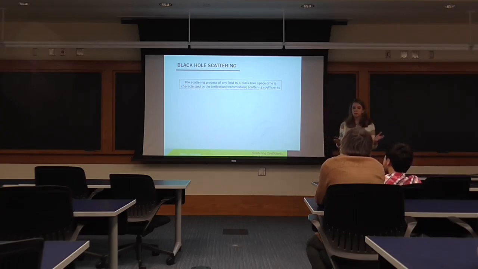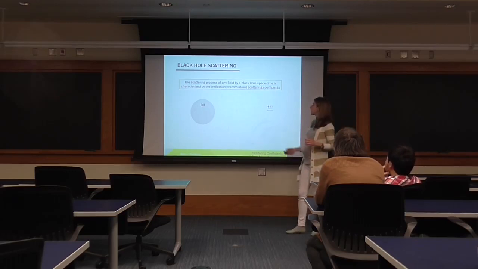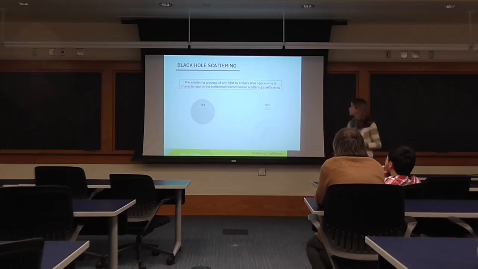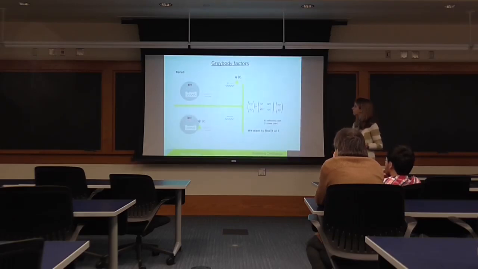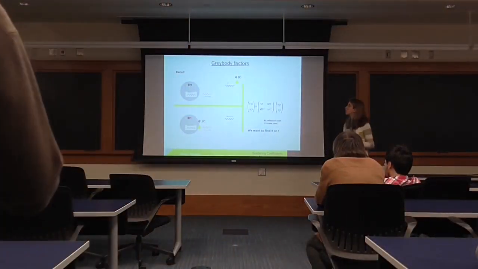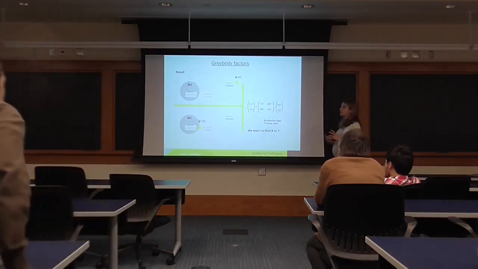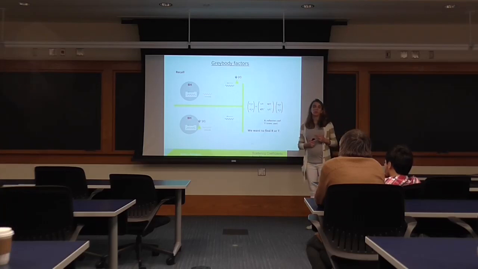And usually the process is characterized by what we call the scattering coefficients, right? So the main idea is you have your most loved black hole and a scalar. The scalar scatters off the black hole: something goes into the black hole, something is scattered out. This process is what we are going to talk about. There are two things for which these scattering coefficients are of interest: the gray body factors and something called the quasi-normal modes.